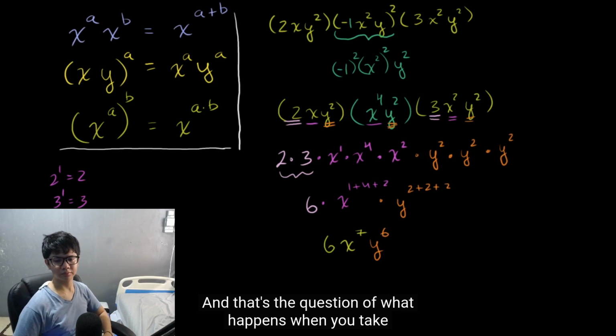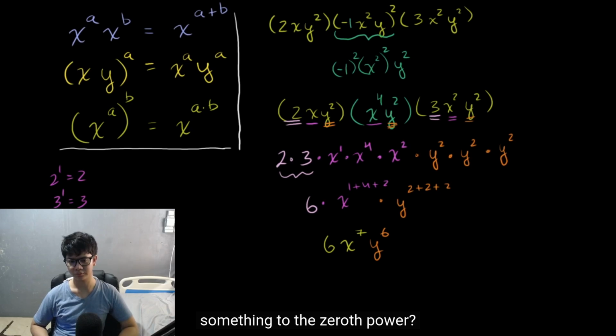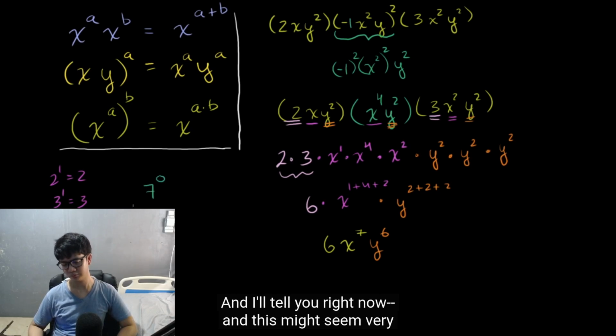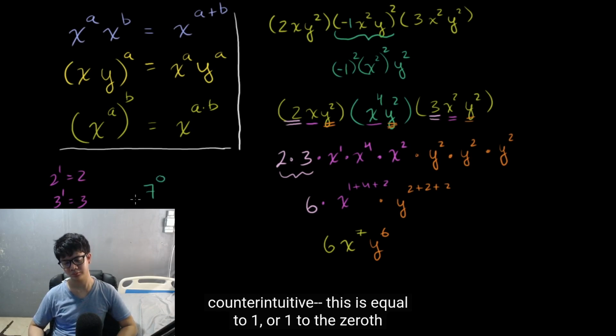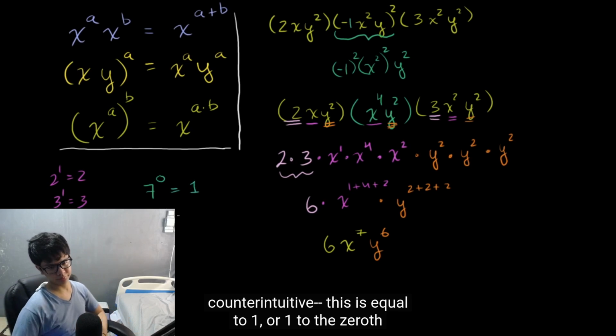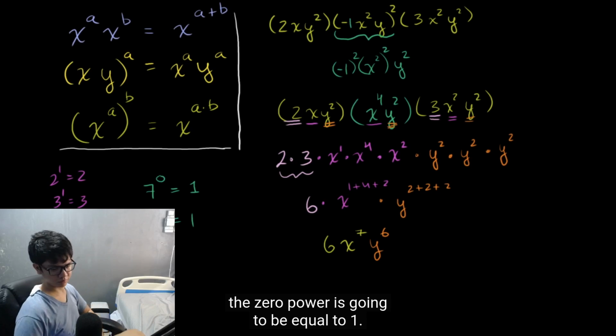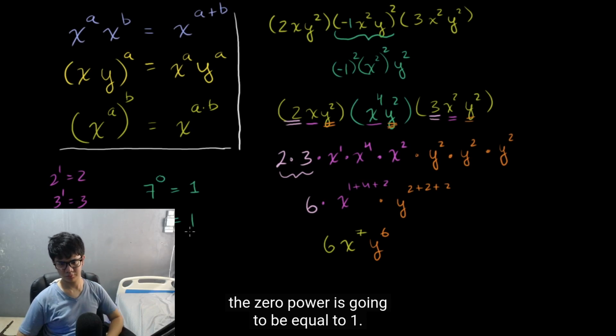Now I'll just leave you with something that you might already know, but it's pretty interesting, and that's the question of what happens when you take something to the 0th power. So if I say 7 to the 0th power, what does that equal? I'll tell you right now, this might seem very counterintuitive, this is equal to 1. Or 1 to the 0th power is also equal to 1. Any non-zero number to the 0th power is going to be equal to 1.